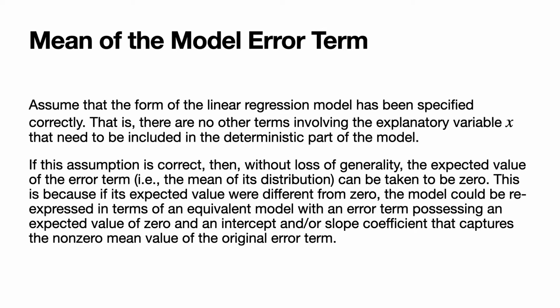This is because if its expected value were different from 0, the model could be re-expressed in terms of an equivalent model with an error term possessing an expected value of 0 and an intercept and/or slope coefficient that captures the non-zero mean value of the original error term.